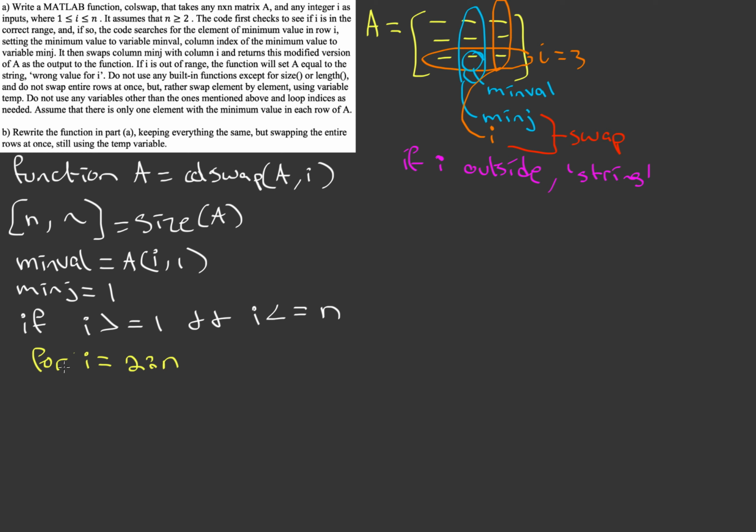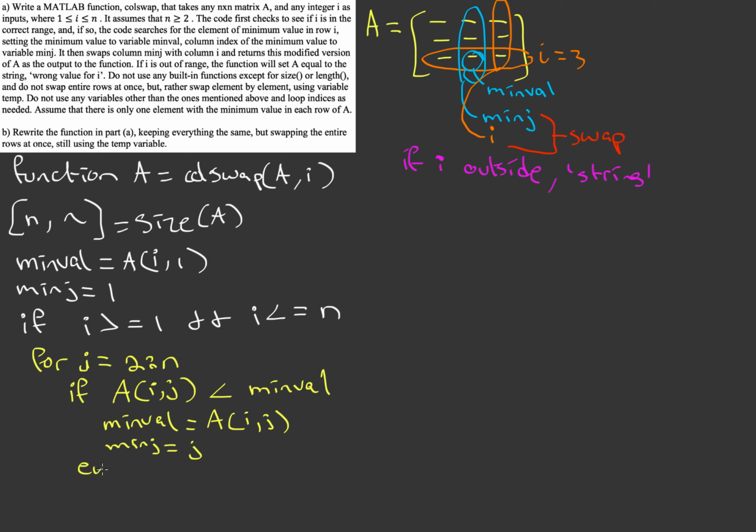So for j from 2 through n, we're going to create an if statement that says if A of row I and column j is less than our min val. If it is, then our new min val is going to be that element. And then our new min j value, which is our column index, is going to equal that column. And we're going to end it there and end this for loop there. So this is for our if statement, and this is for our for loop.